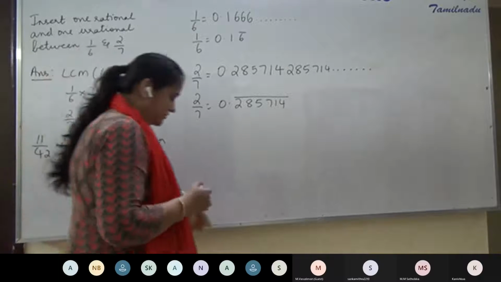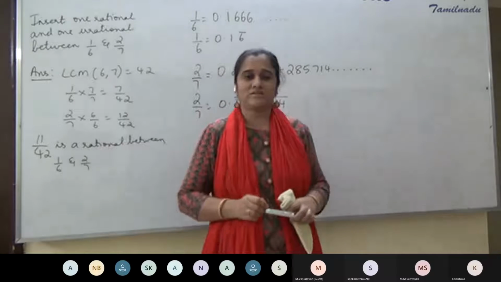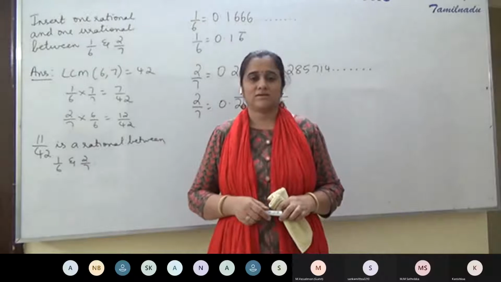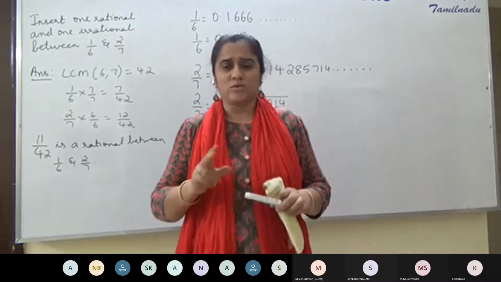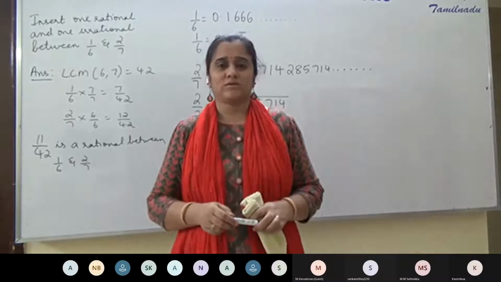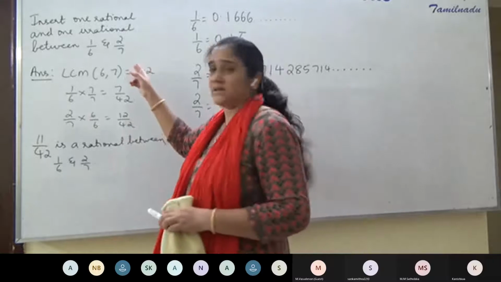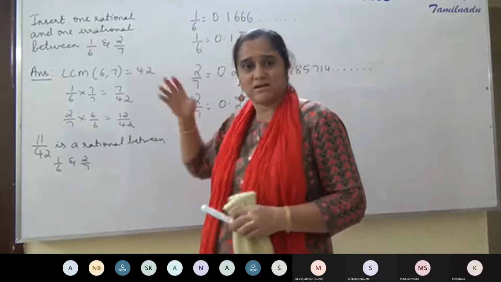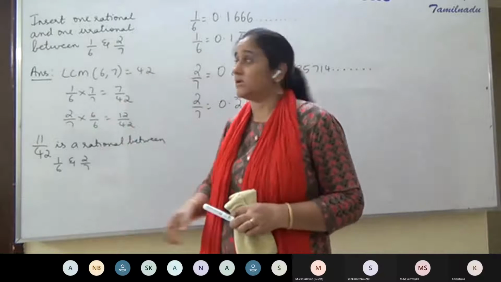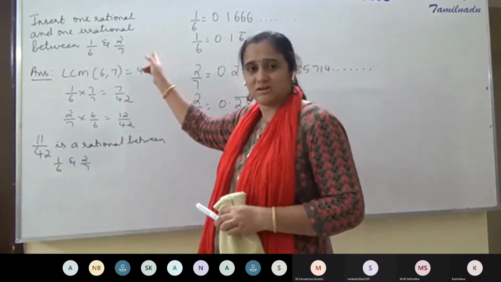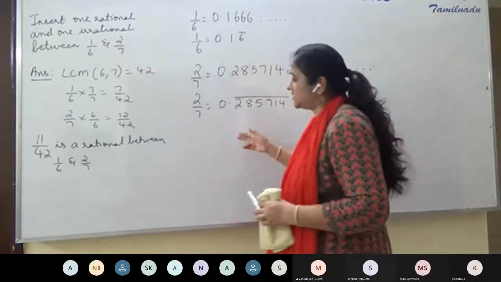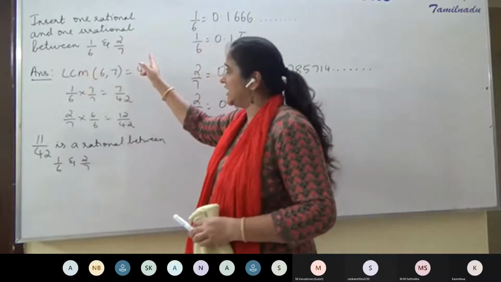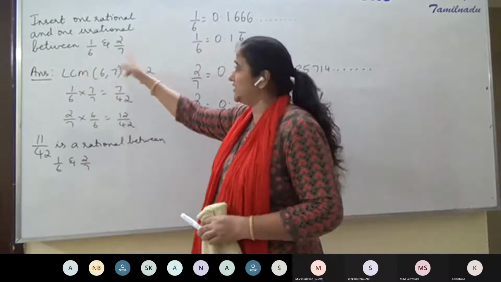So now, children, you have to insert an irrational number between these two rationals. Please stay focused. Don't go away from the question given to you. You can read the question again to understand what we are discussing. Because suddenly at the end of all this, we'll forget what we are talking about. We already inserted one rational. Insert one rational and one irrational between these two rationals.